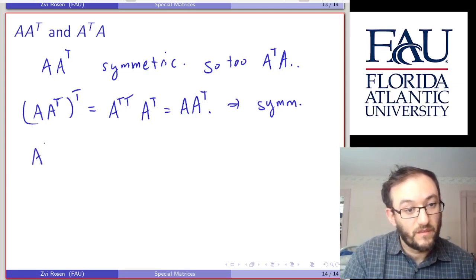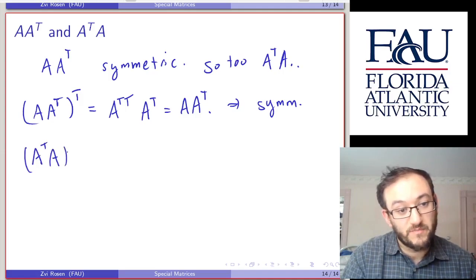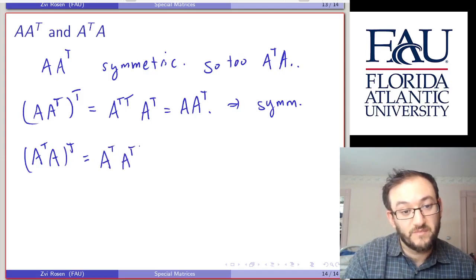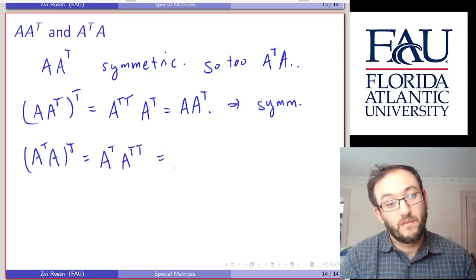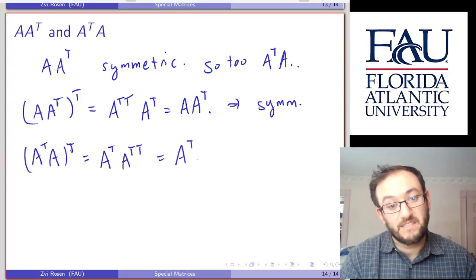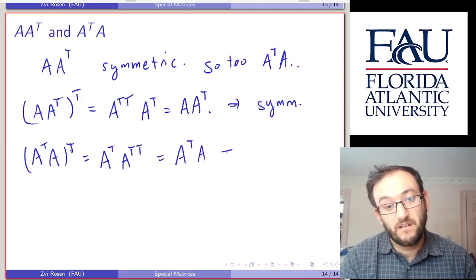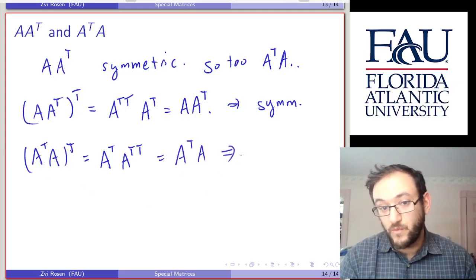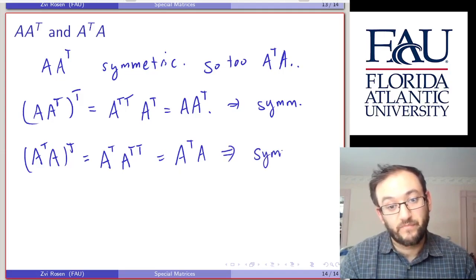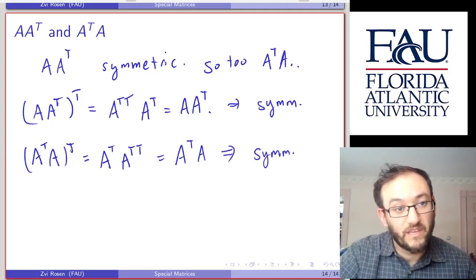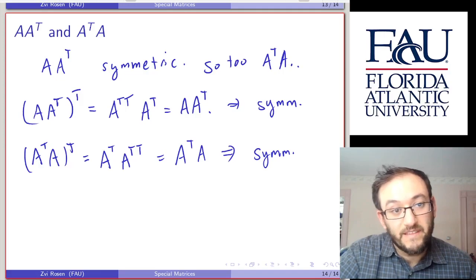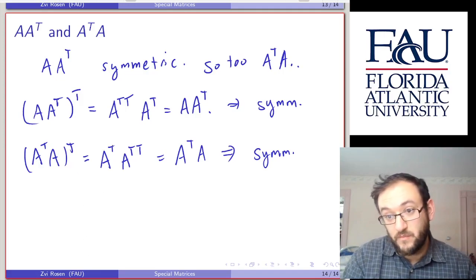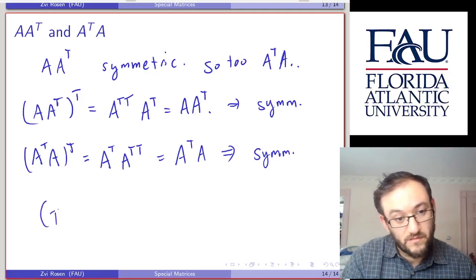Similarly, the transpose of A transpose times A gives us A transpose times A transpose transpose. Again, that means that we have A transpose A here, which is what we started with. So this is also symmetric. And this is true even if A is not a square matrix. True for any A.